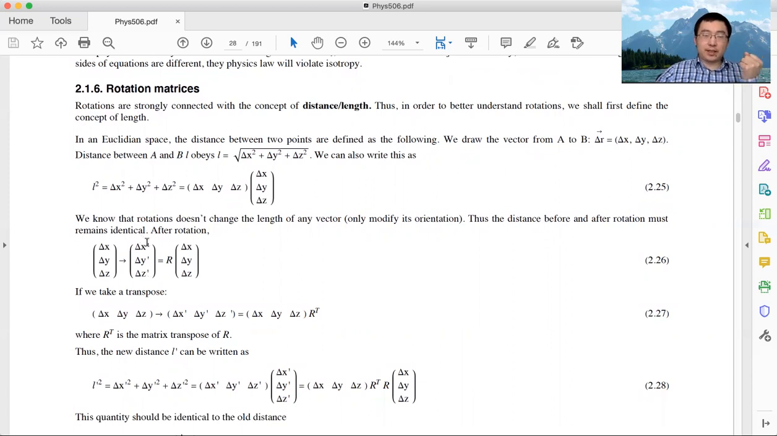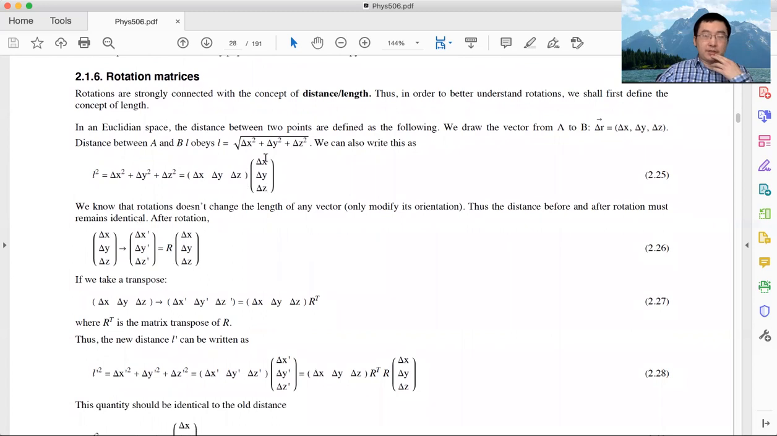And this delta x prime, delta y prime, delta z prime is related to delta x, y, z by a rotation matrix, as we know. This is for the column vector. And for the row vector, we know that the row vector is the transpose of the column vector. So if the column vector behaves like this, then for the row vector I just need to take a transpose on both sides. On the left side, the transpose of this object becomes another row vector.